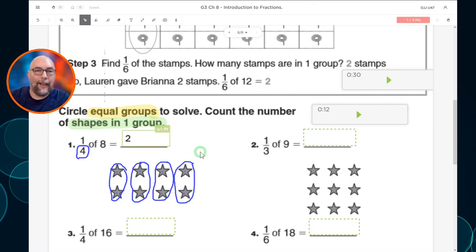All right. You've just learned how to divide things equally among all of your friends. Go practice it. Good luck. You can do this.